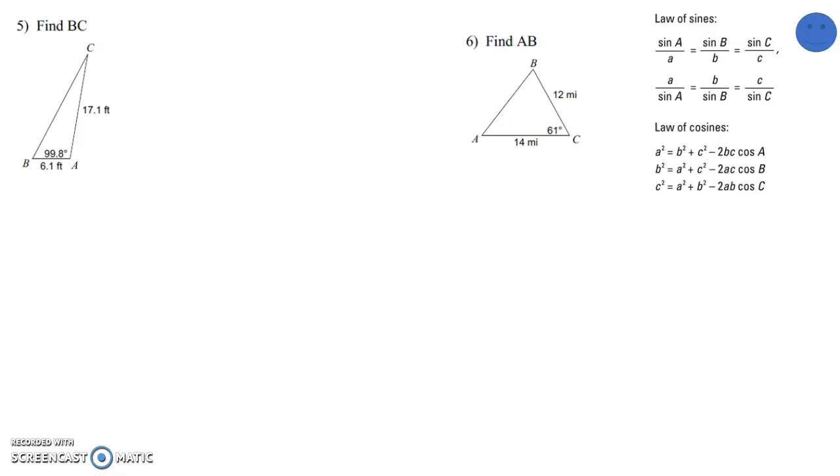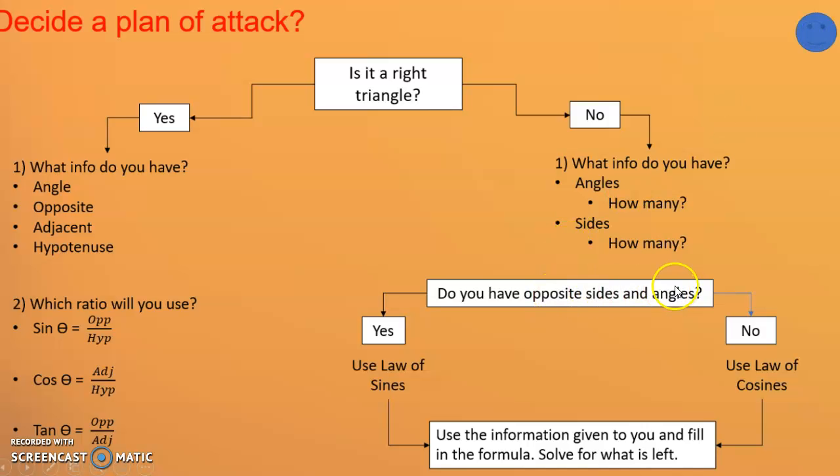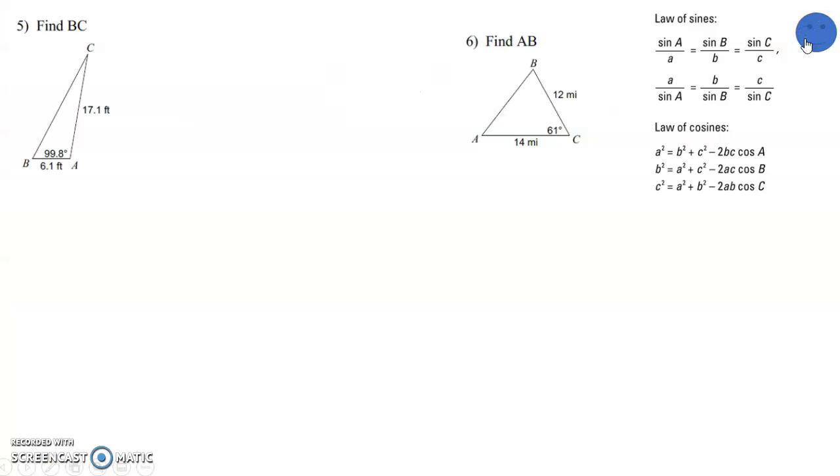First of all, we know it's not a right triangle because it's 99.8 degrees. And we have two sides and an angle. Do we have an opposite side and angle pair? We only have one angle, so we've got that right there. Nope, can't do it. If we don't have an opposite side and angle, we're going to use the law of cosines. We'd rather use the law of sines, it's just easier. But if we have to, we can use the law of cosines. It's no big deal. It's asking us to find BC, so that means it's opposite of A.